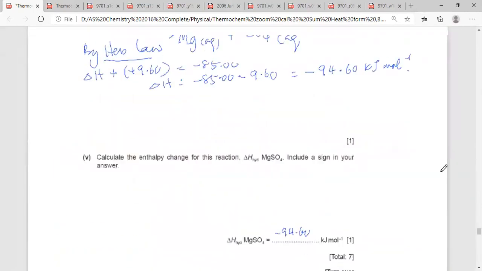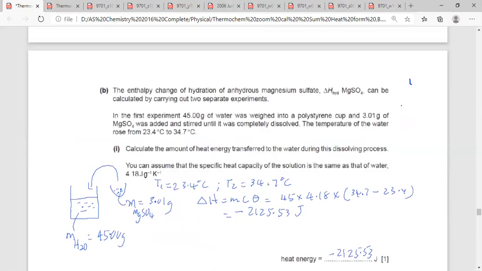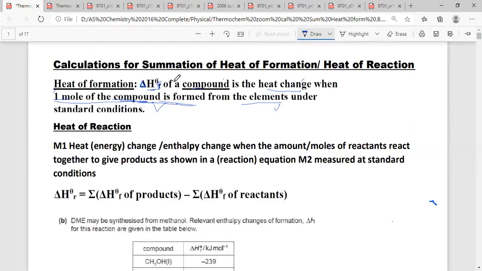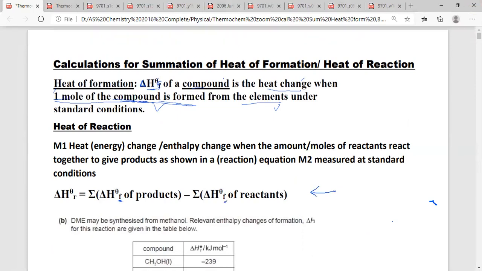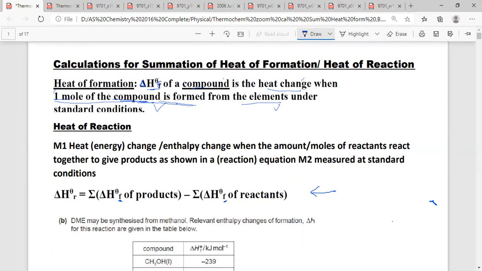So the first, of course, is the use of this special formula. Don't worry about how we derive it. This is a very useful formula, and it's only for when heat of formation is provided. So I've got the definition here. Heat of formation of a compound is the heat change when 1 mole of the compound is formed from its elements under standard conditions.